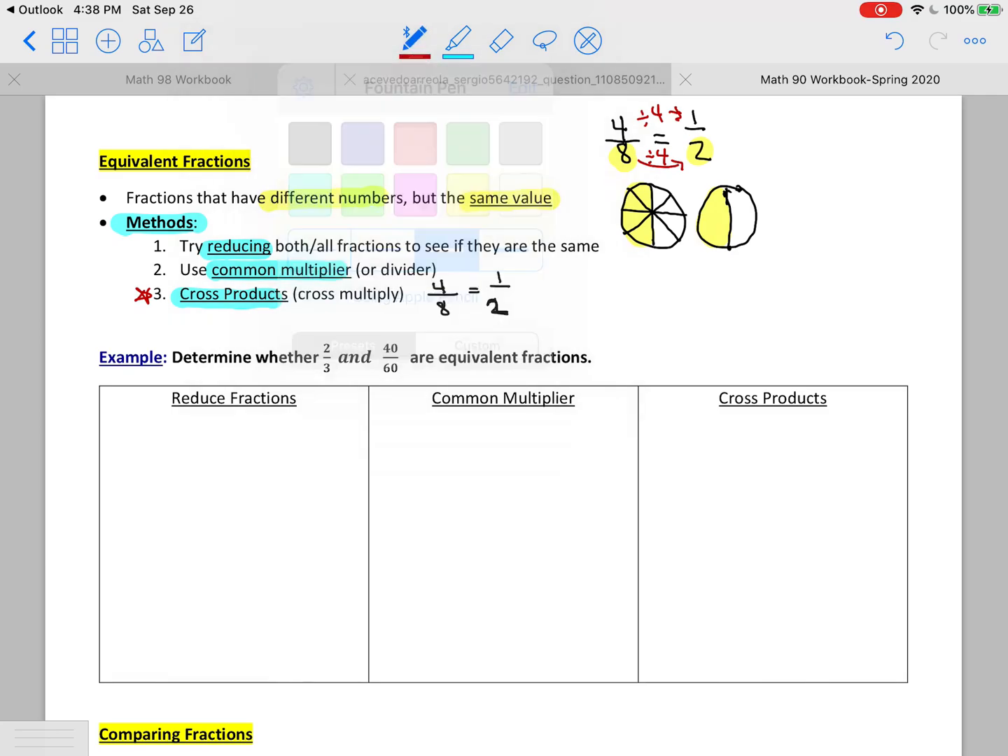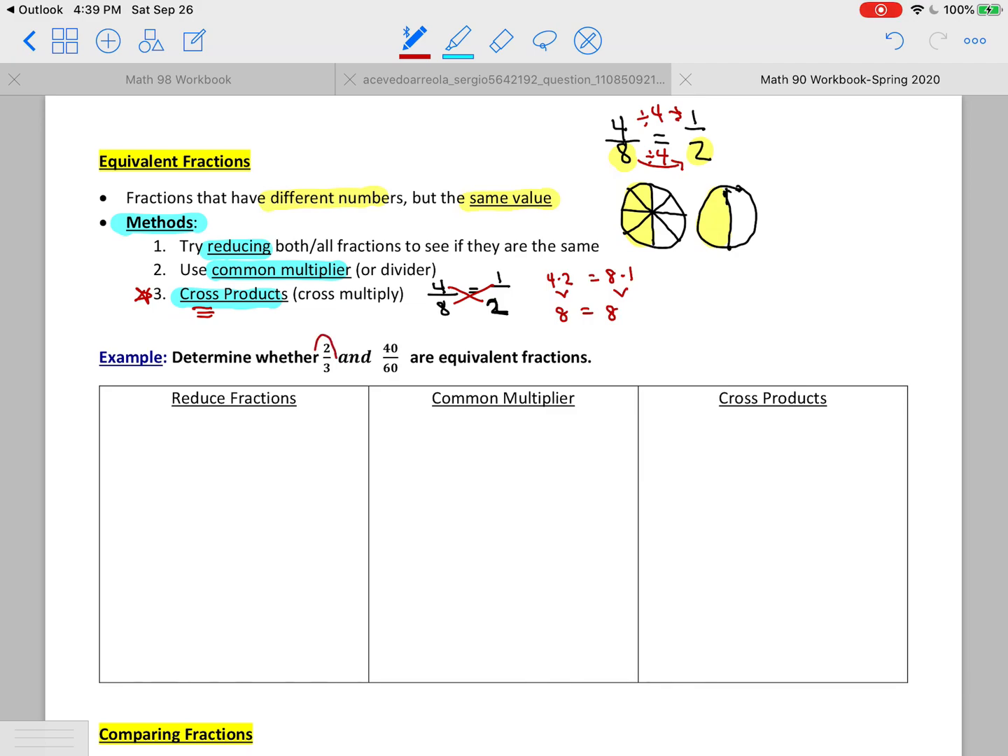Cross products, basically, if I took those same 2 fractions that we had above and we wanted to really see whether they are the same, we are just using this idea of going diagonally or across. So 4 times 2 is equal to 8. And 8 times 1 is also equal to 8. So when you cross multiply, those products need to be the same. That's the idea behind cross products.